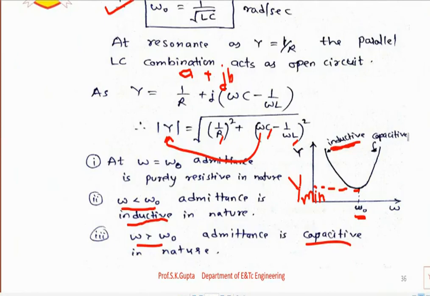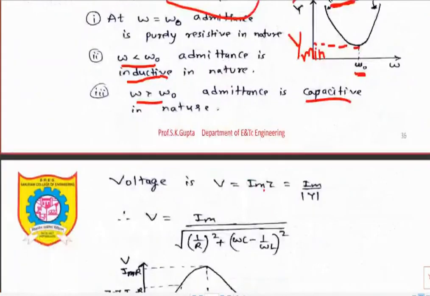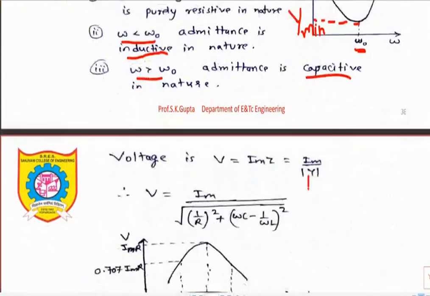Okay. Then we know that voltage is current into impedance. That means current divided by admittance. So if an admittance magnitude is this, so as if my omega is changing, my voltage will also change. In parallel, voltages are same. But as omega changes, the voltage will also change. Across each element, across resistor, capacitor, and inductor, voltage will change as my operating frequency omega is changing.